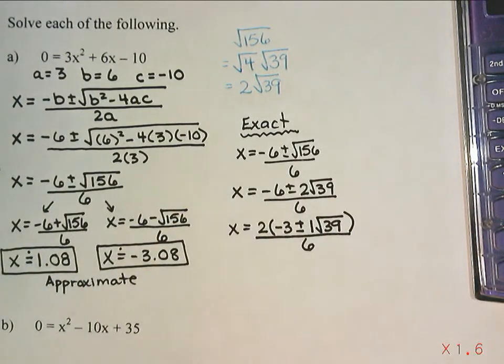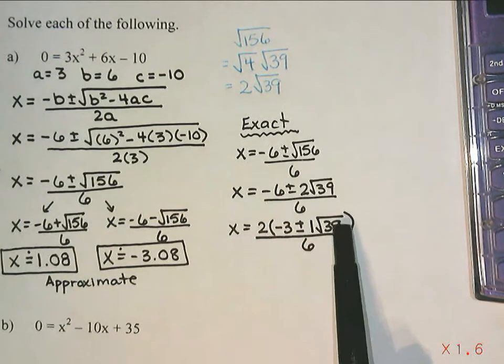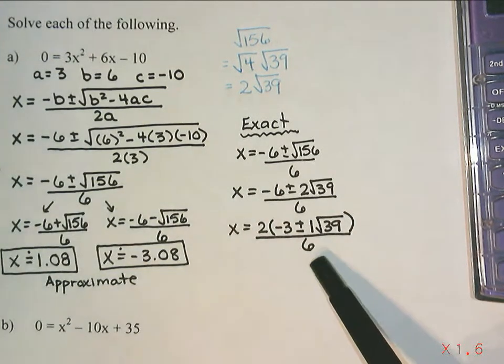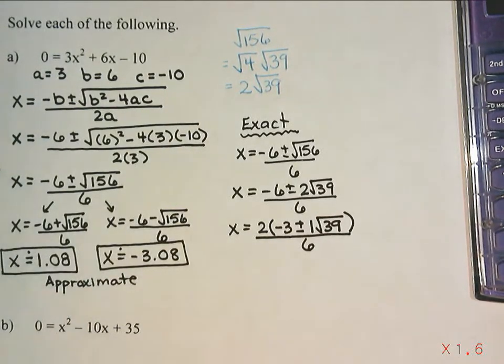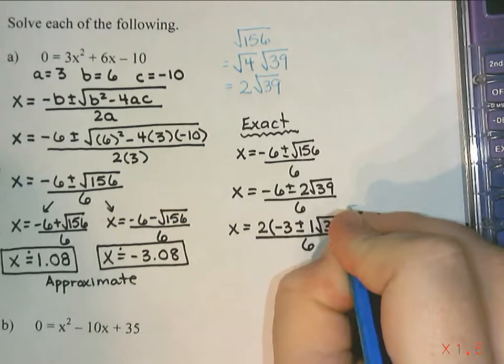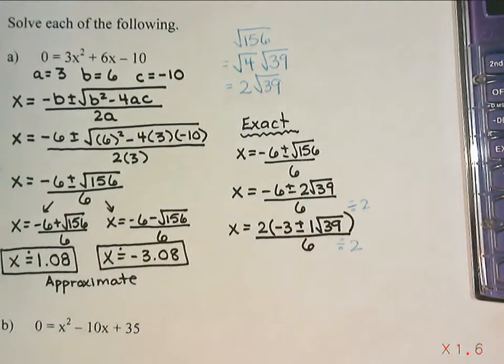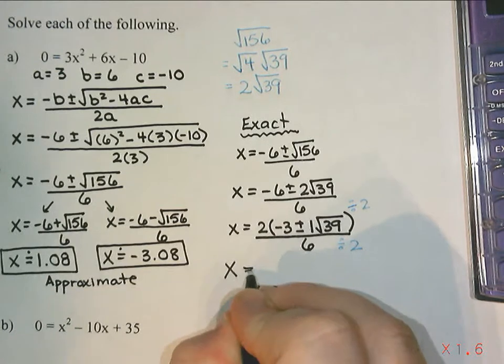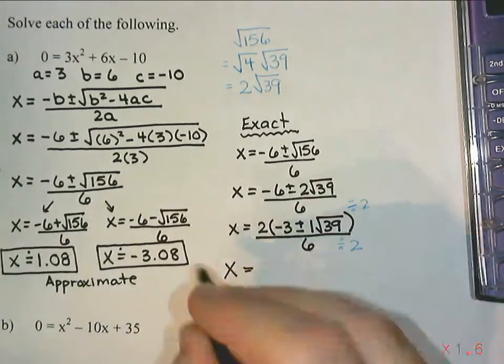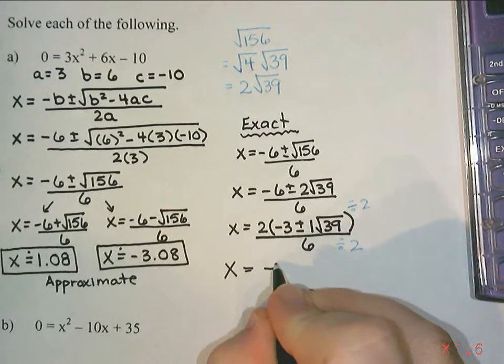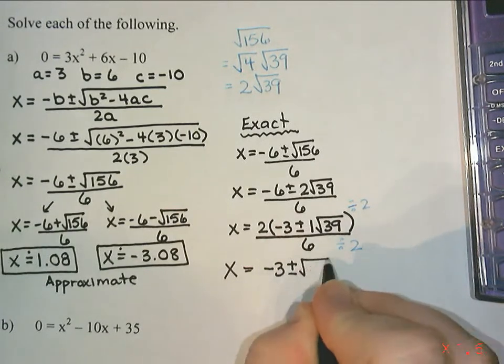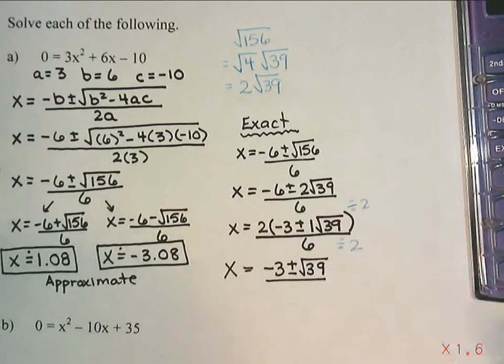And then I notice that on the top we're multiplying by 2, and on the bottom we're dividing by 6, and 6 is actually also divisible by 2. So what I'm going to do is divide the top and the bottom by 2 to see if I can simplify that a little bit. And I get x equals, well, 2 divided by 2 is 1, so I'm not going to write the 1 in front. I'm just going to say it's negative 3 plus or minus the square root of 39. And 6 divided by 2 is 3.